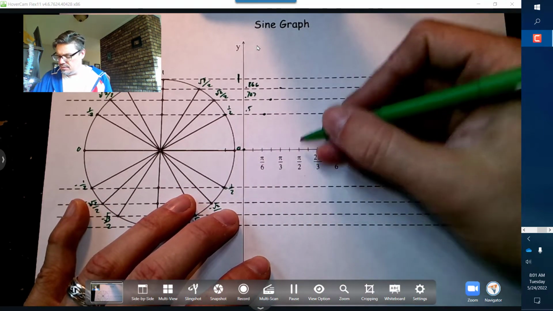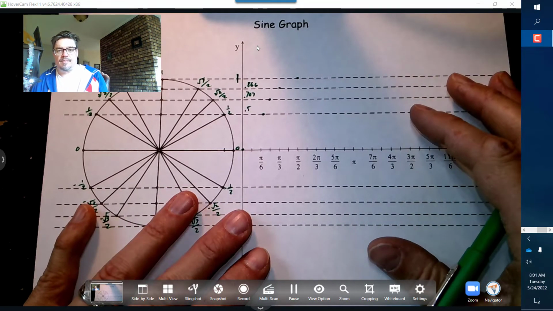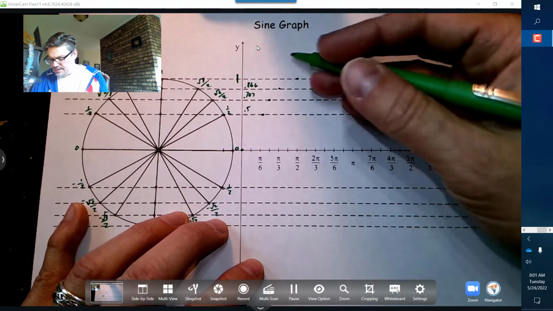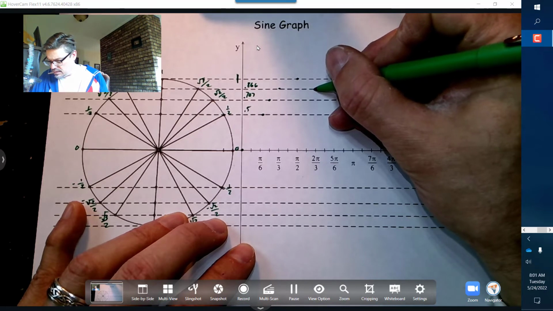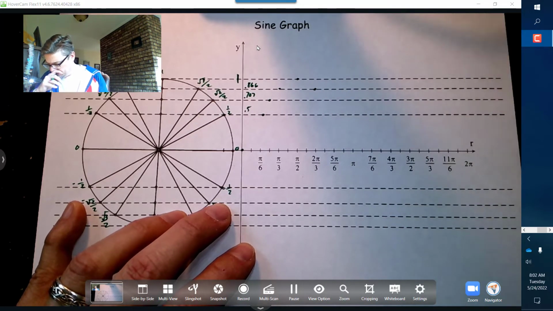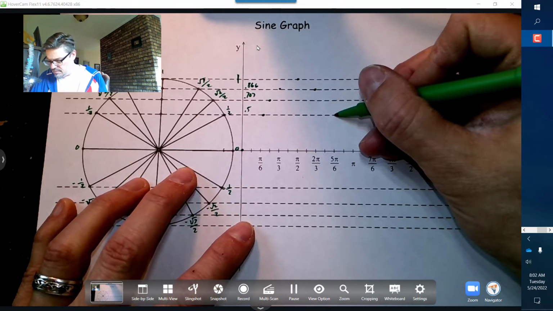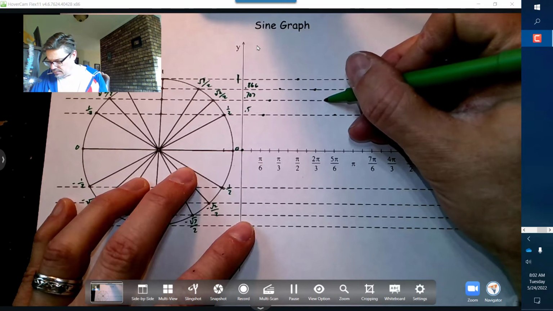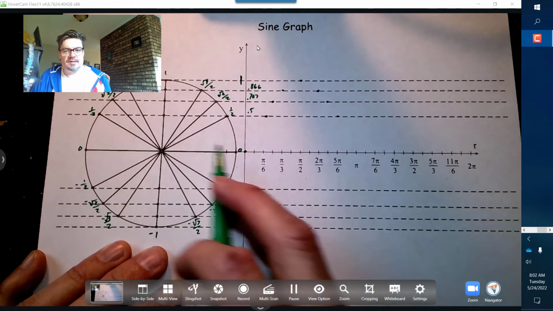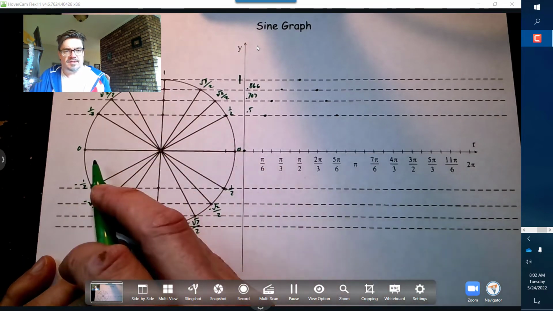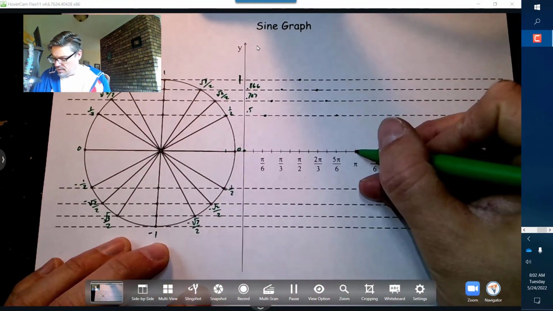As soon as you get to pi over 2, that's when you hit 1. Then at 2 pi over 3, that's when we start to come back down. 5 pi over 6 is right here, so this is right here. And then what happens at pi is right here. We're about halfway through our cycle. Notice that we're going from 0 to 2 pi, so we're halfway through our cycle. We're back down to 0.